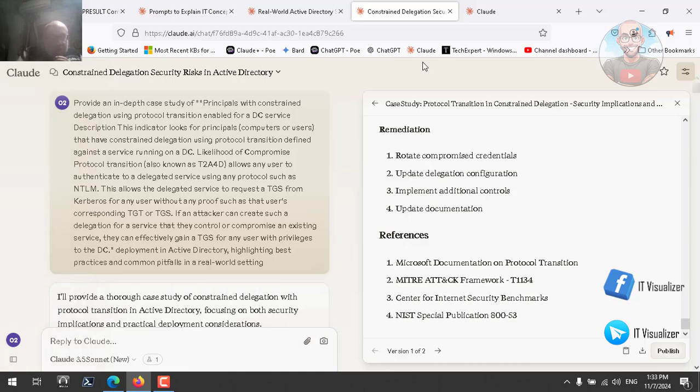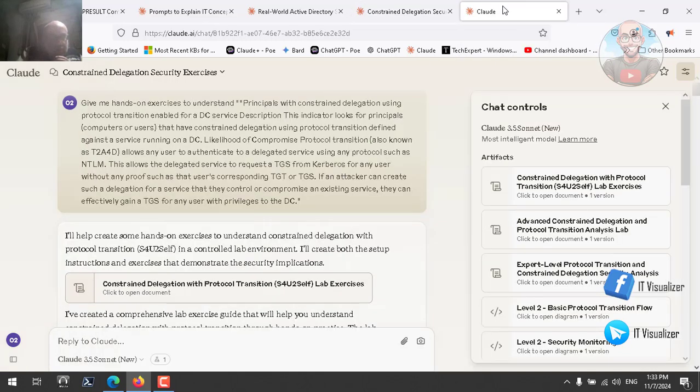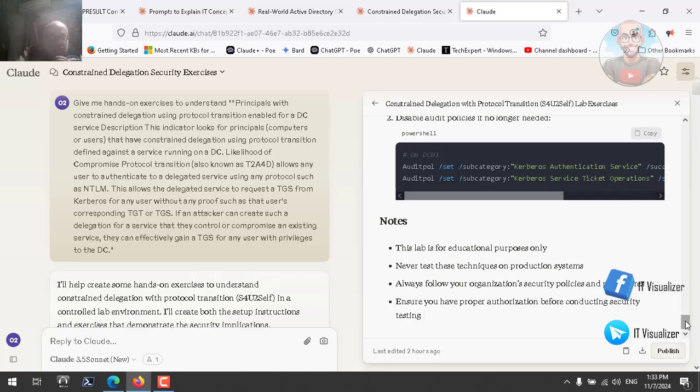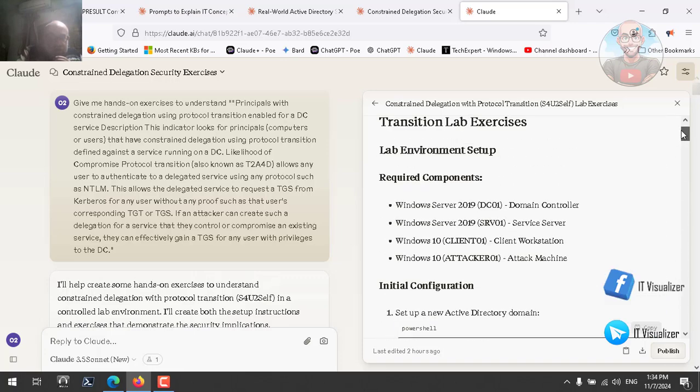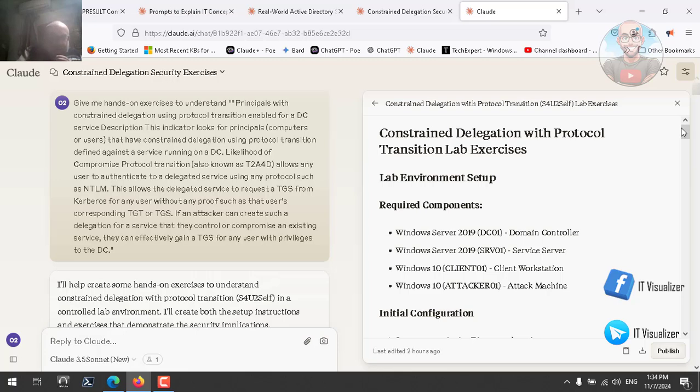I asked it in another prompt to give me a hands-on exercise to understand this concept. Here, this appears to be more valid and more clear. If you go there and see the hands-on exercise, he will give us clear steps to do or to explain this security indicator. For example, here we have a lab environment. Here we'll set up a lab to explain this concept.